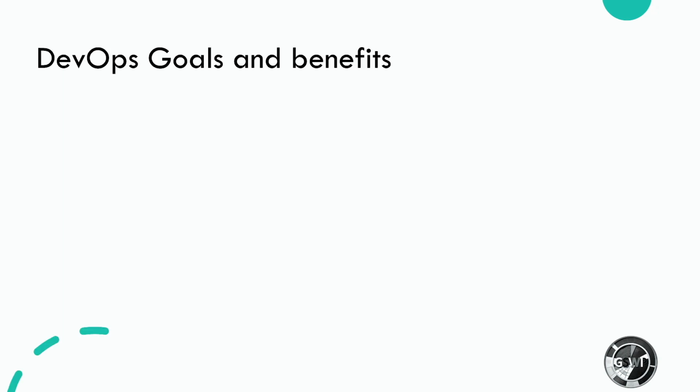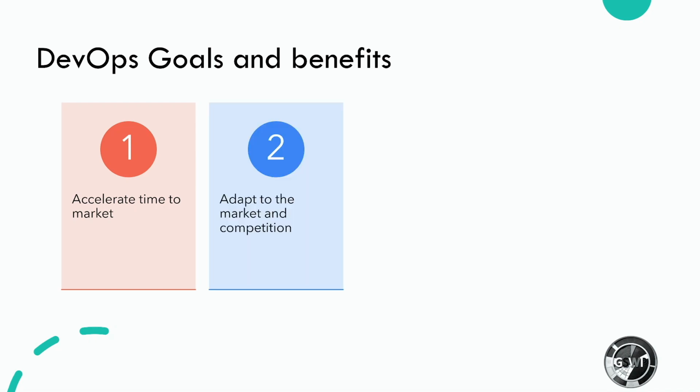DevOps goals and benefits. When a team adopts a DevOps culture, practices, and tools, they can achieve amazing things. First, accelerated time to market. Through increased efficiencies, improved team collaboration, automation tools, and continuous deployment, teams are able to rapidly reduce the time from product inception to market launch.